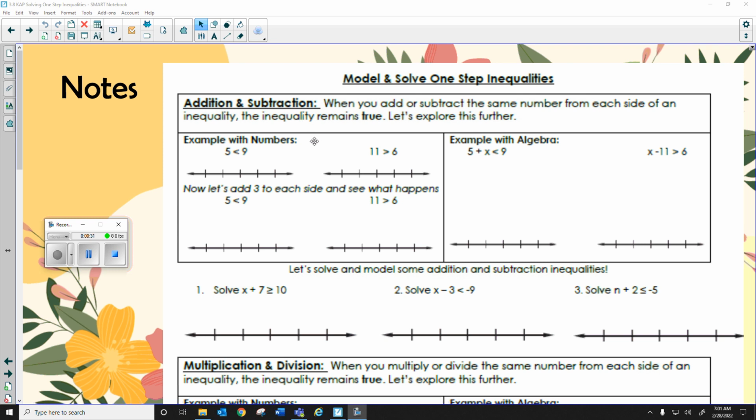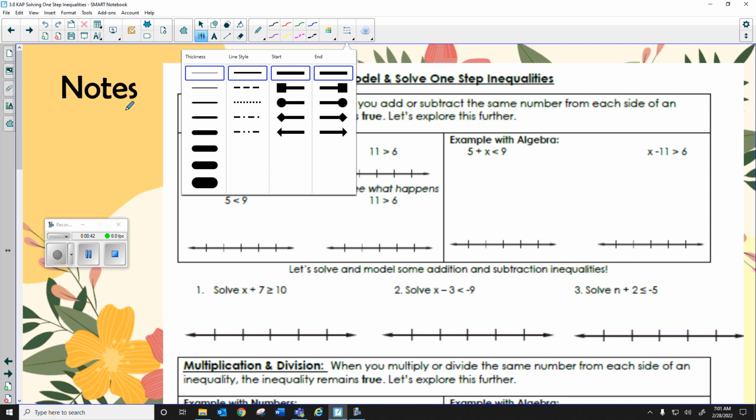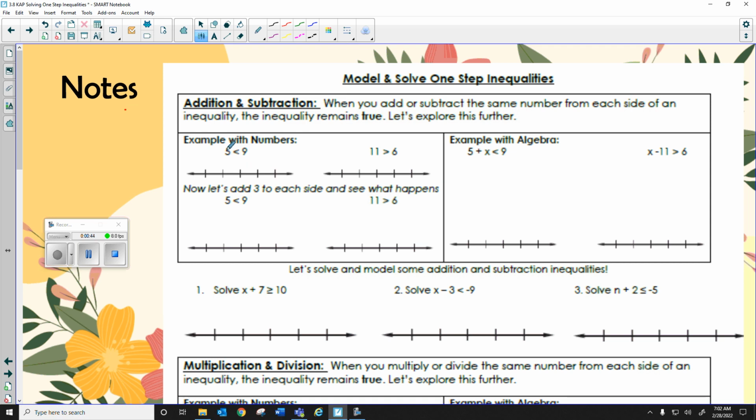Starting with addition and subtraction, when you add or subtract the same number from each side of an inequality, it will stay true. So let's look at that together. Looking at this first inequality, 5 is less than 9. If you needed to, you could plot 5 over here and 9 over here. Do we agree that is a true statement? We do. I agree that 5 is less than 9.